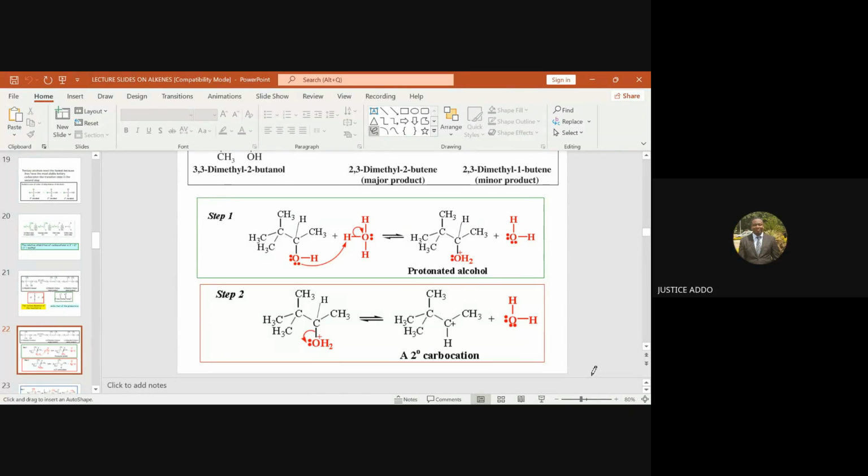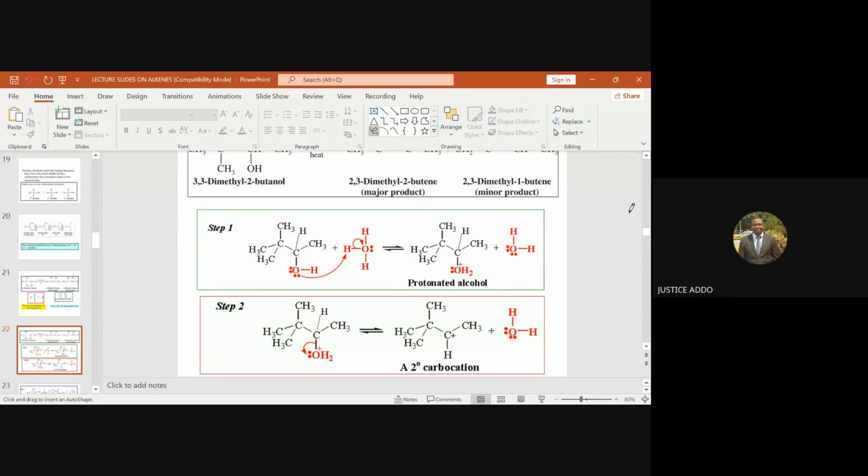Okay, what do different names mean? You mean the 2,3-dimethyl-2-butene and then the 2,3-dimethyl-1-butene? Yes. So don't say that they are the same name. 2,3-dimethyl-2-butene is not the same as 2,3-dimethyl-1-butene. They are two different compounds, but they are isomers. They are structural isomers. The difference is the position of the double bond. Okay, thank you very much.